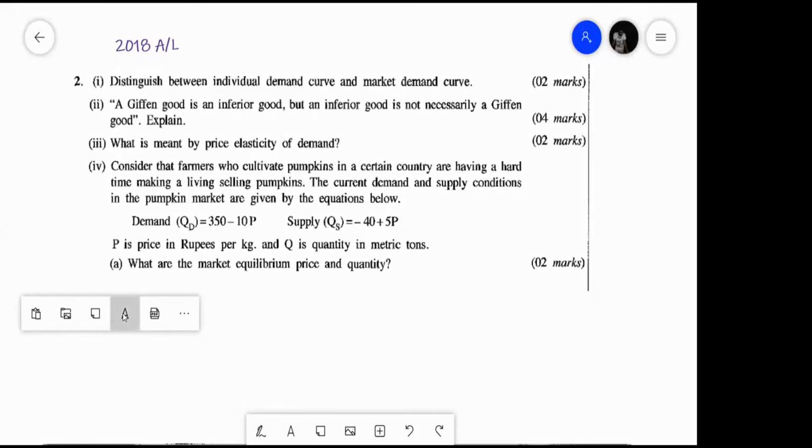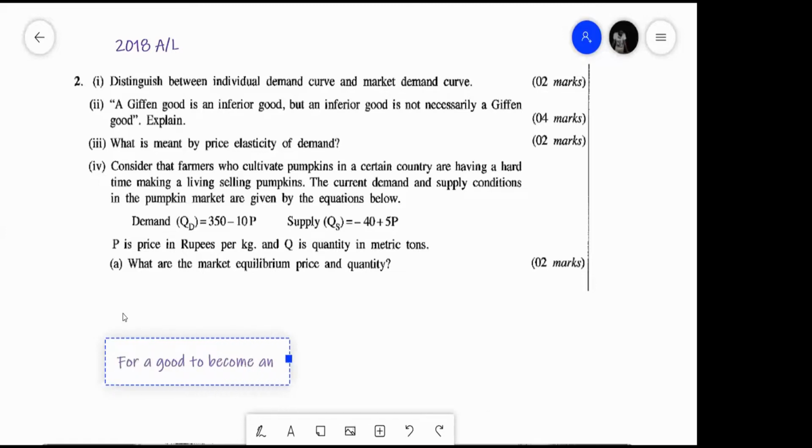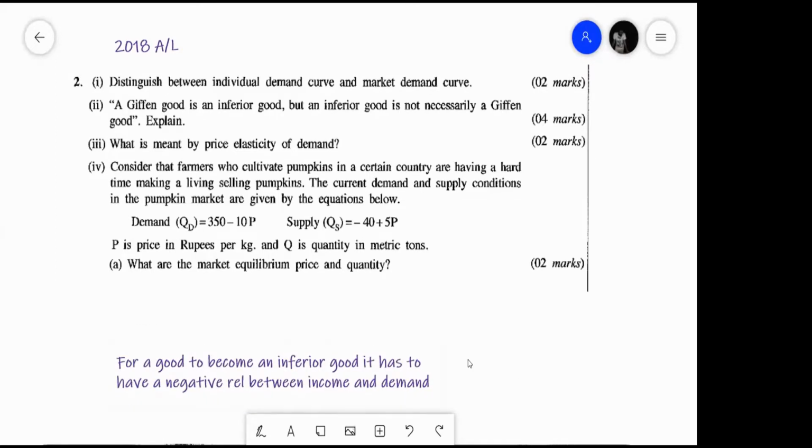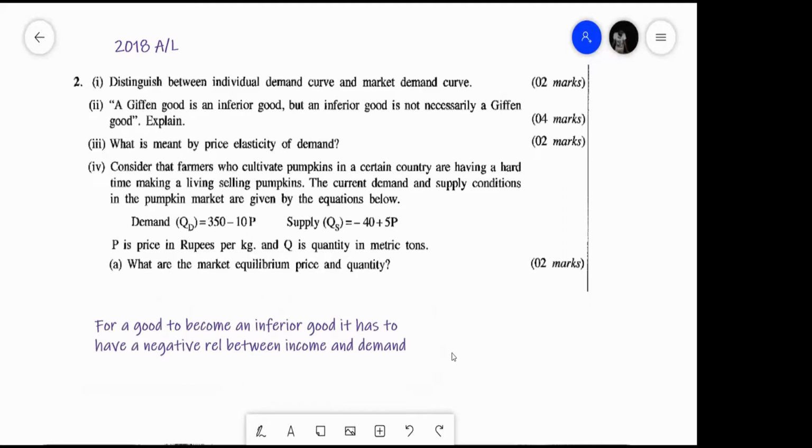Right, I've explained this before. Ideally, for a good to become an inferior good, it has to have a negative relationship between income and demand. If you look at inferior goods and Giffen goods, both have a negative relationship between income and demand. Even for an inferior good, if income increases, you buy less.